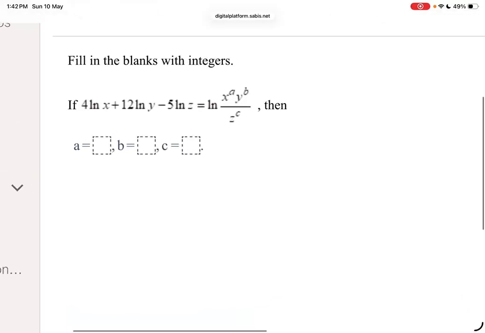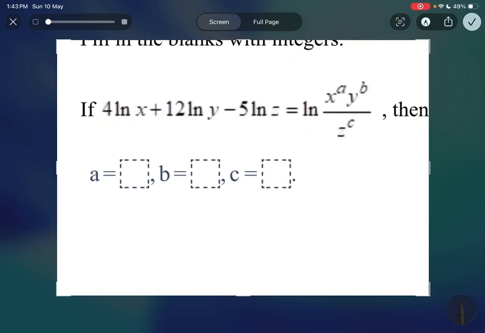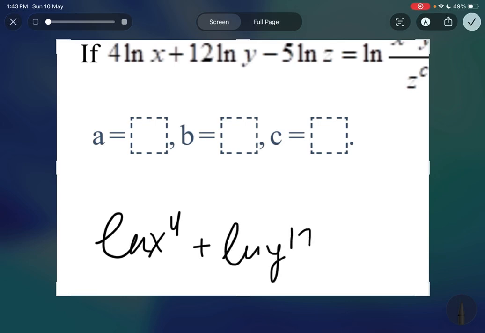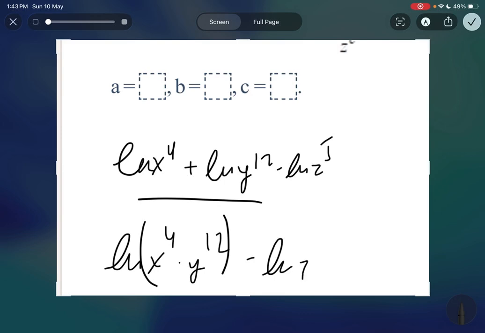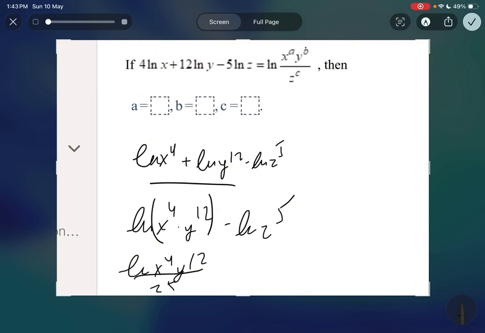Here is the same question, but with different numbers, like the first question, so I'm not going to solve it. No, okay, I'm going to solve it. Here it will be ln of x to the 4 plus ln of y to the 12 minus ln of z to the 5. So here it's plus, so now it's ln of x to the 4 times y to the 12, and then it's minus ln of z to the 5, so you put it over, and now it's ln of x to the 4 y to the 12 over z to the 5, and that's your final answer.